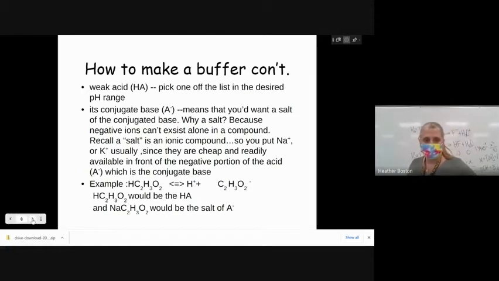So let's say we took acetic acid. Acetic acid is a weak acid because it's not one of our six strong acids. Its conjugate base is the acetate ion. So I would pull acetic acid off the shelf, and I would pull sodium acetate or potassium acetate and make that into my buffer system.